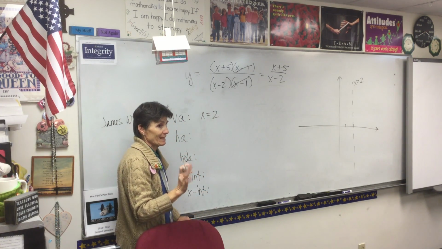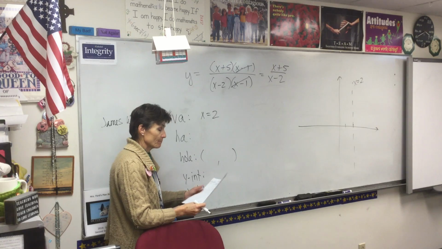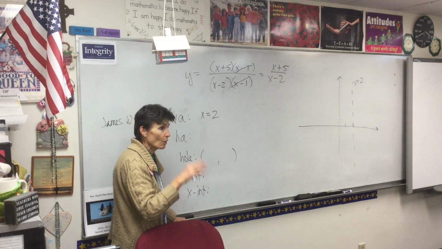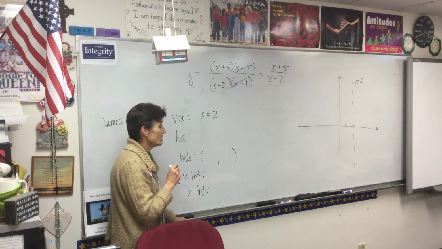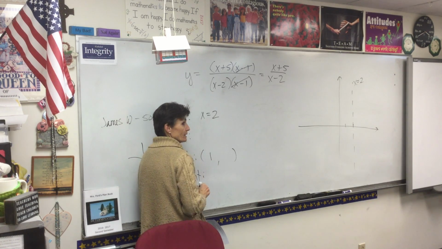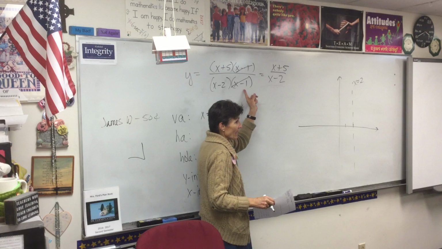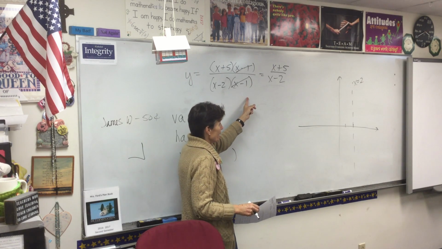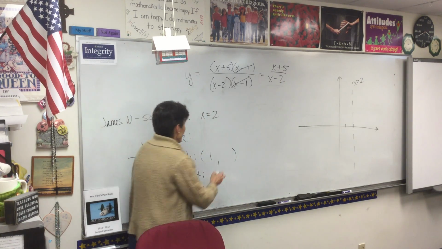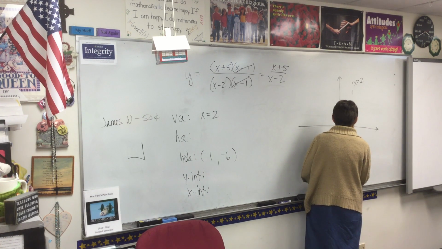Now, before I forget, we do have a hole, right? Notice, even in the answer blanks, how I put parentheses, so you know this is an ordered pair. This is a point. X equals 1. We know that the x-coordinate is 1, because that's what we canceled out. And then if we plug in 1, what do we get for y? Negative 6. So (1, negative 6) is my hole.